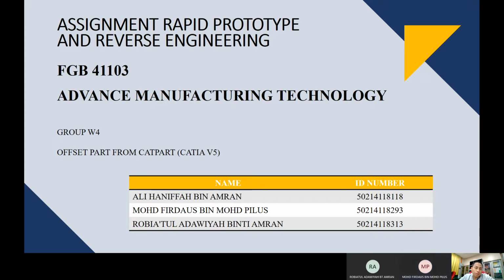Today we want to present about our assignment, rapid prototype and reverse engineering. We are from group Wednesday 4. Our product is offset part from CATIA V5.